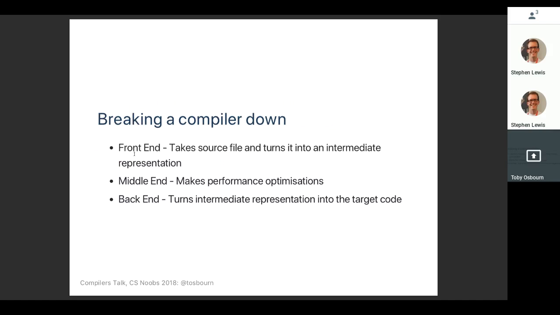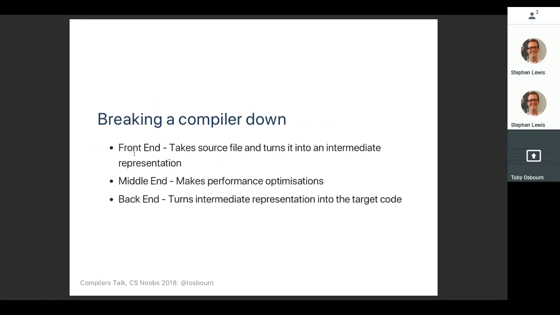The middle end of the compiler makes performance optimizations. That could be, if you've written some dead code, maybe an if statement that will never hit its else or something like that, a compiler might just rip that code out because the code doesn't actually need it. And then the back end of the compiler will turn this intermediate representation into the target code.